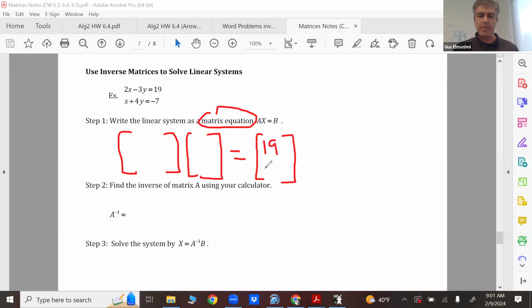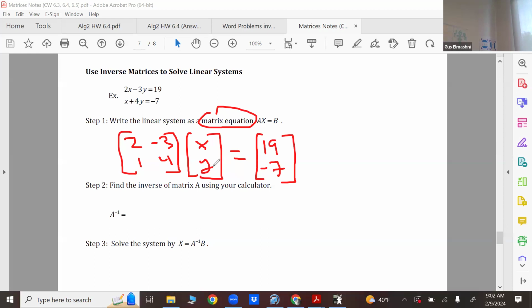19, -7, 2, -3, 1, 4, x, y. Make sense? And it works because what if you multiply this row by this column? Yes, so that's what has to be y. Great. So when you multiply this row by this column, 1x plus 4y equals 97.